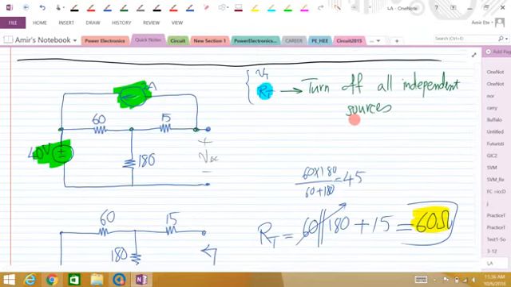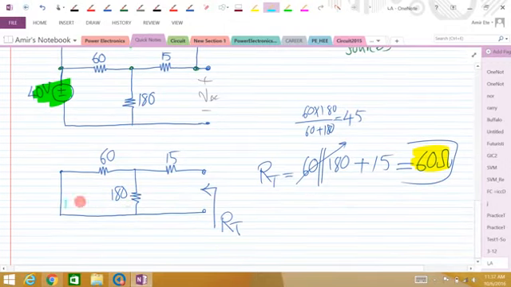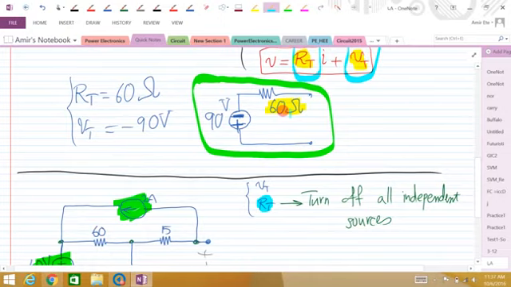I also explained that there is a way to directly find the Thevenin resistance, which is that you turn off all the independent sources first. So this is the same circuit with sources turned off, voltage source shorted out, and the current source open circuit, or just deleted. And now we try to find the equivalent resistance in between these two terminals, which is obviously 60 in parallel with 180, and the whole thing in series with 15, and we get 60 ohm, which agrees with what we did here.